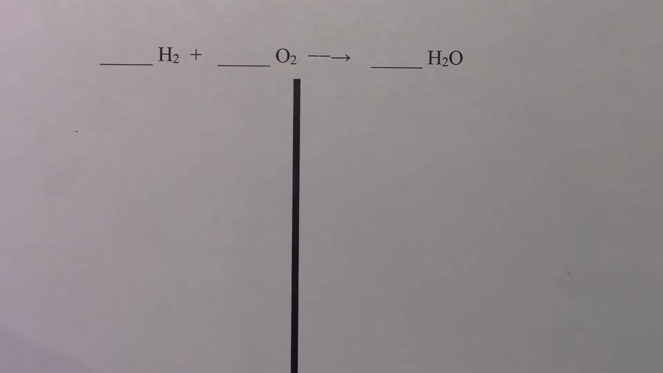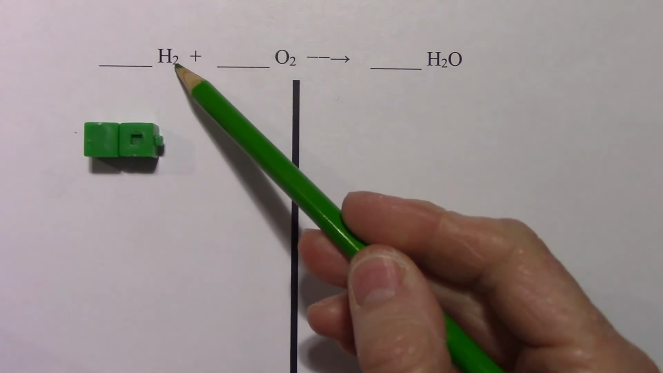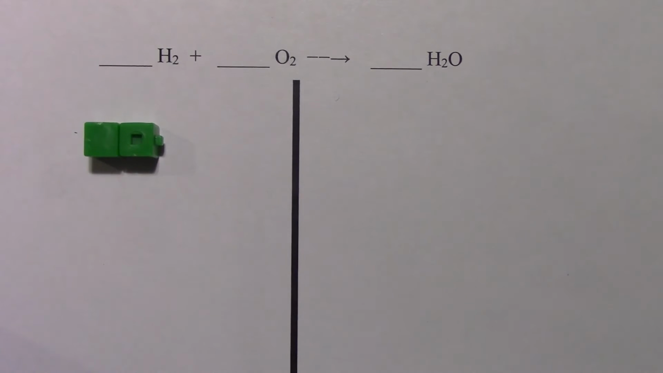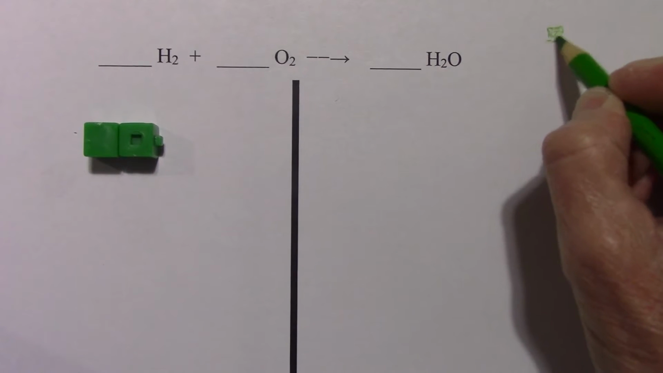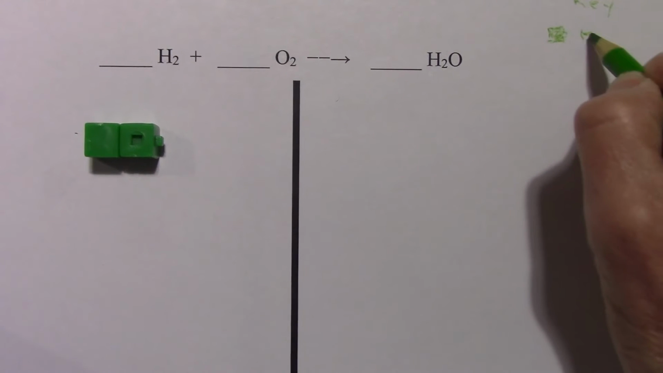Okay, for our first example, we're going to look at how we can balance the chemical equation where we have hydrogen and oxygen, and it's going to produce water. Now the hydrogen I'm going to represent with green snap cubes, but I have two together because that's what the subscript means, that there's two atoms of hydrogen together to give me that molecule. So I'm going to show here that green is hydrogen.